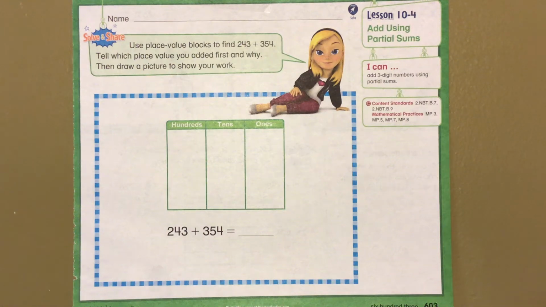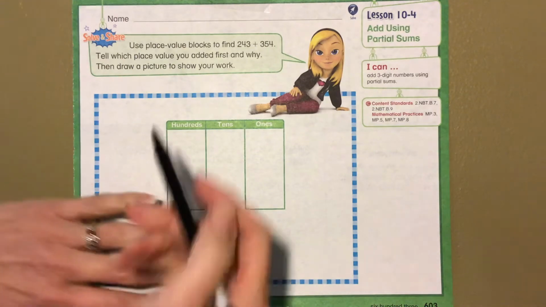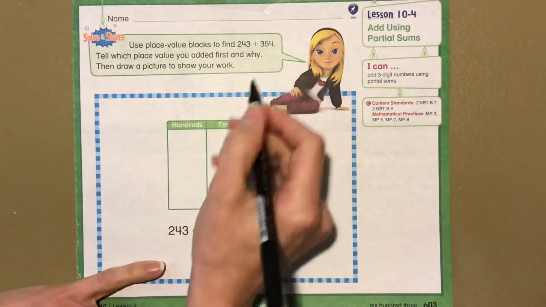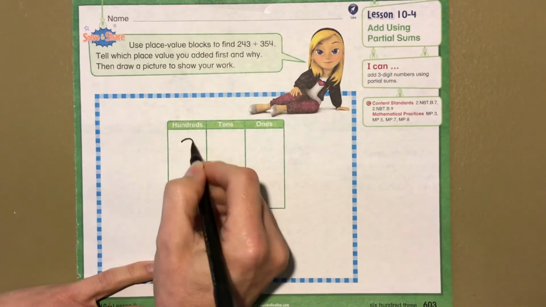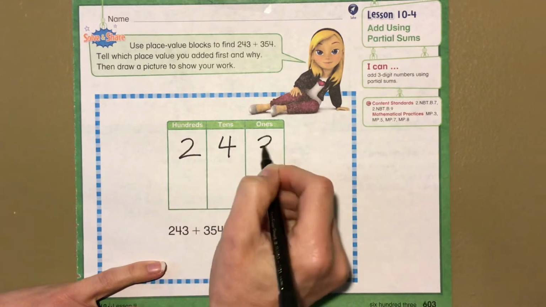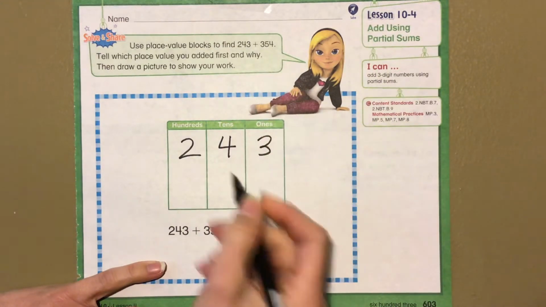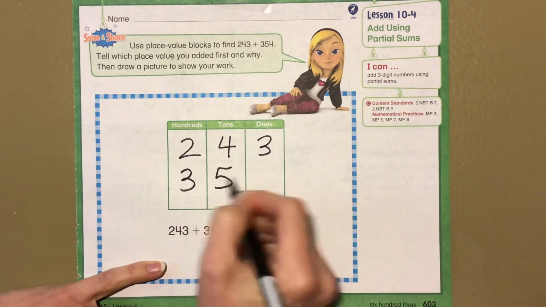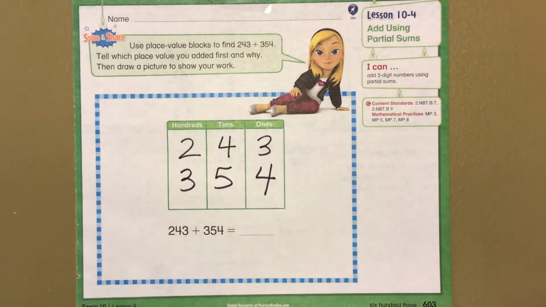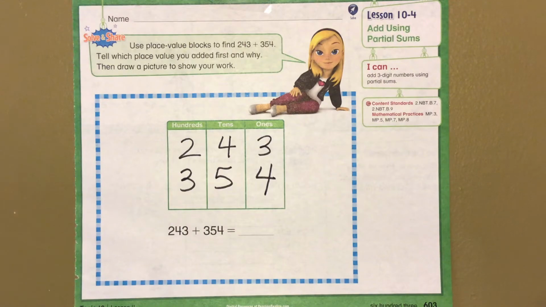All right, this is second grade math lesson 10-4, add using partial sums. Use place value blocks to find 243 plus 354. Tell which place value you added first and why. Then draw a picture to show your work. We're not going to worry about drawing a picture. We can do that with our place value blocks.